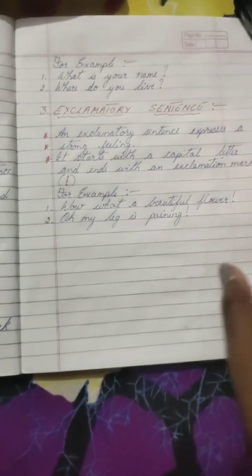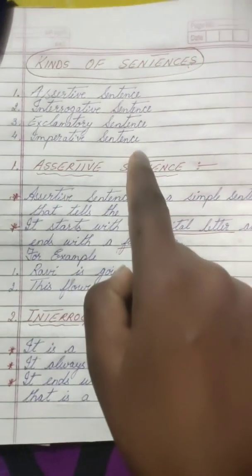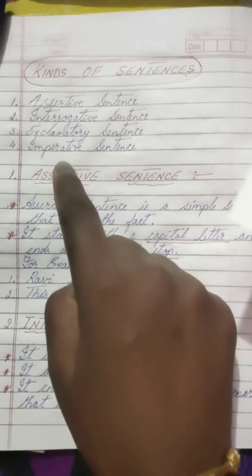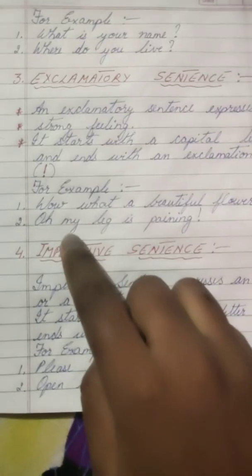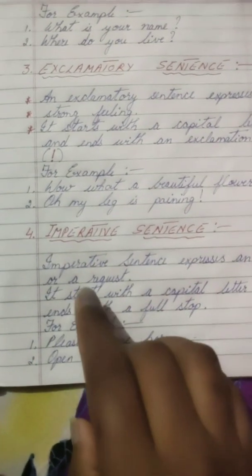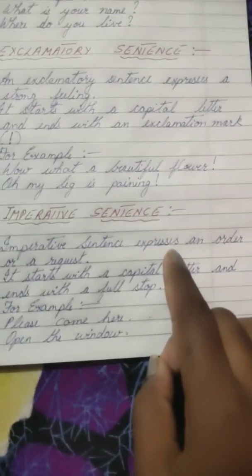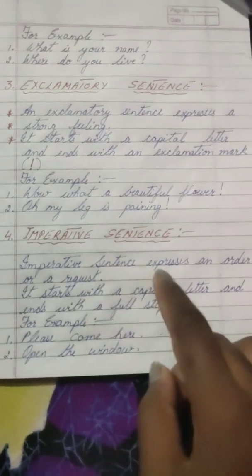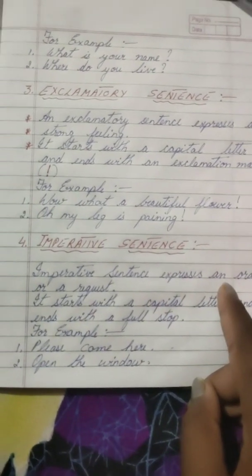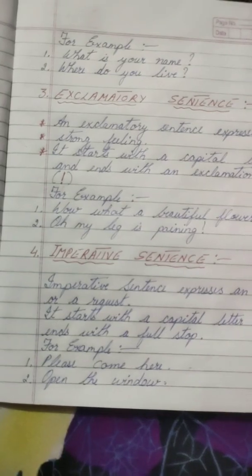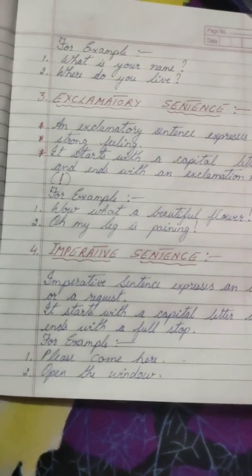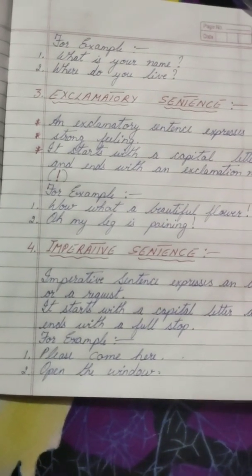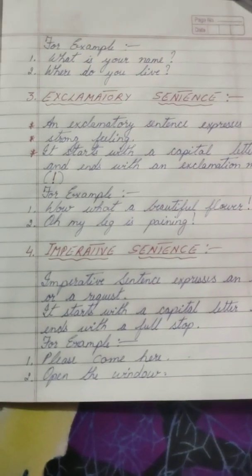Now, the fourth and the last type of sentence that we are going to learn is imperative sentence. What is that? Imperative sentence. Now, what is an imperative sentence? Imperative sentence expresses an order or a request. Okay, so it expresses an order. Sit down. Go out of the class. Who told you to do this? It's an order. When we order someone. Okay, so that is an imperative sentence.